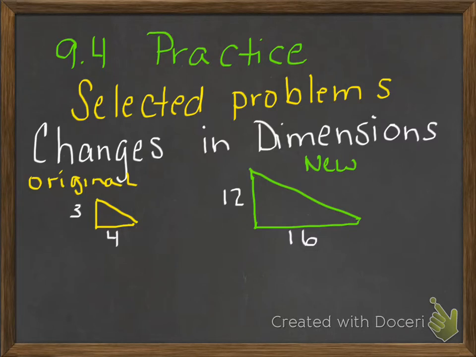So for instance, between this original and this new figure on the right, we can see that to get from 3 to 12, we would multiply by 4. And to get from 4 to 16, we would multiply by 4. So the change in dimension for this problem is multiplying by 4. I'm going to go to the next slide, and I'm going to be using the same example.